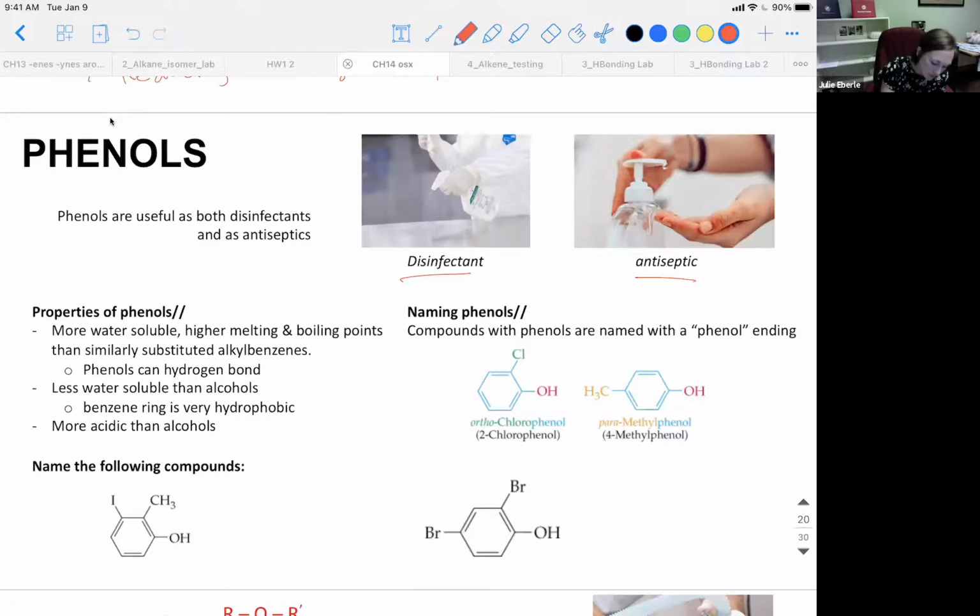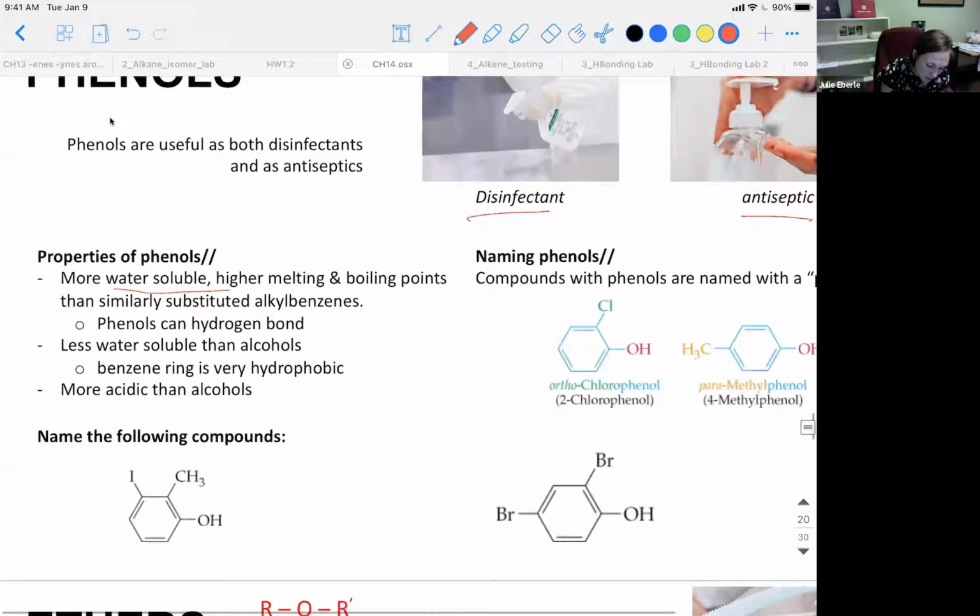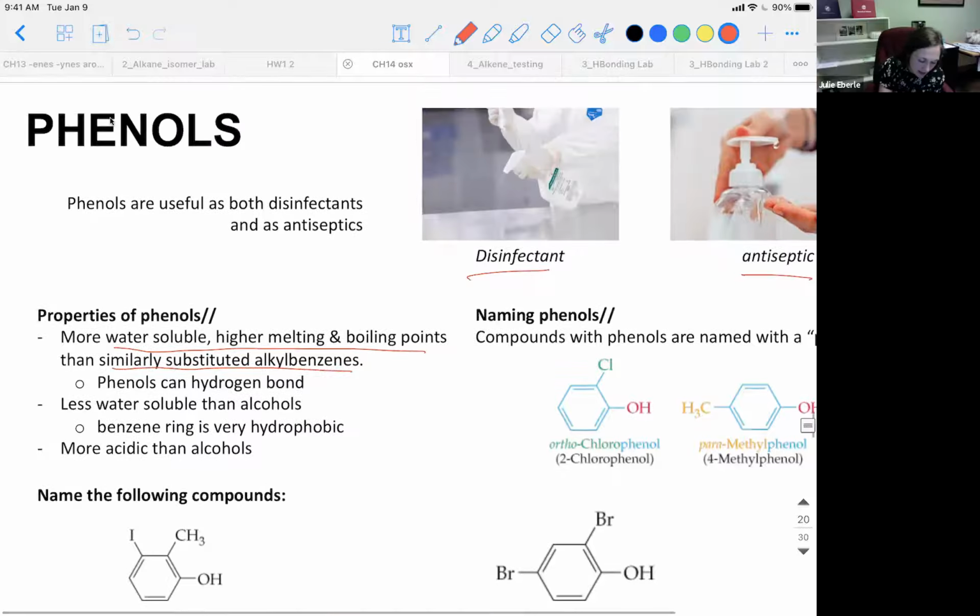Properties of phenols. They're more water soluble, with higher melting and higher boiling points. Why? Because phenols are highly, highly stable. They have that aromatic compound, and aromatics, remember, don't react with anything because they're so stable. So that's going to lead to higher melting and boiling points. Then similarly substituted alkyl benzenes. So an alkyl benzene, what is that? An alkyl benzene might be like this.